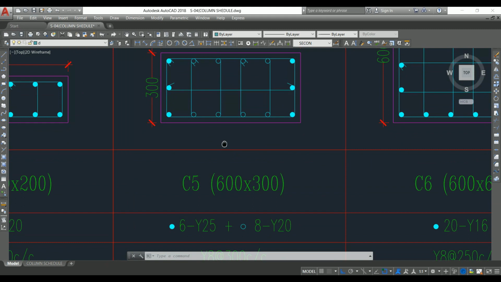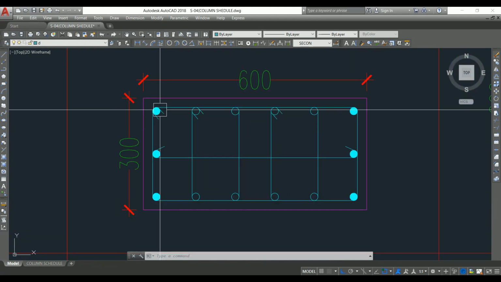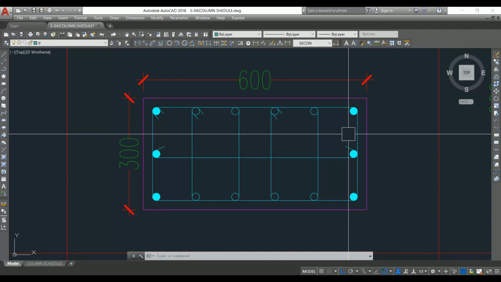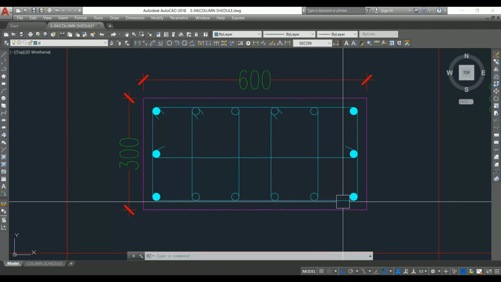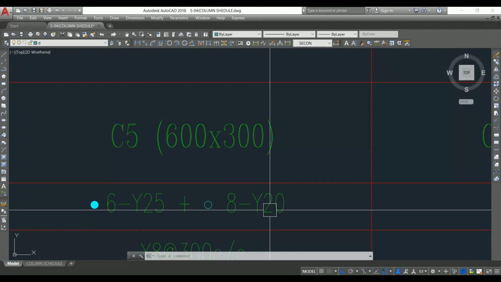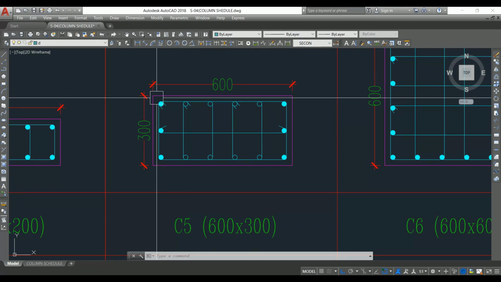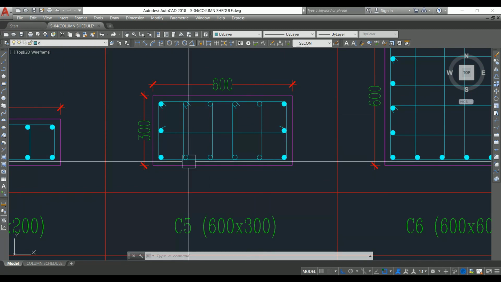Always we have to arrange the larger dia bar in the outer area of the column. If you see here, only in the outer area we have provided the larger dia of bar, that is 25 mm dia bar, and inside we have given the smaller dia bar, that is 20 mm. Outer 6 number of 25 mm dia bar. Inside it is 8 number of 20 mm dia bar.